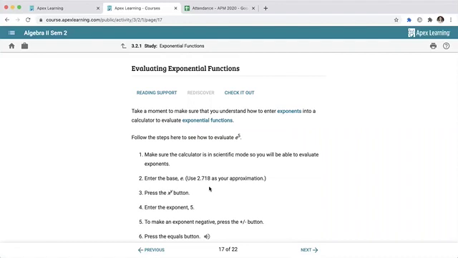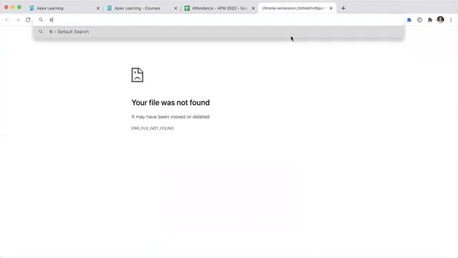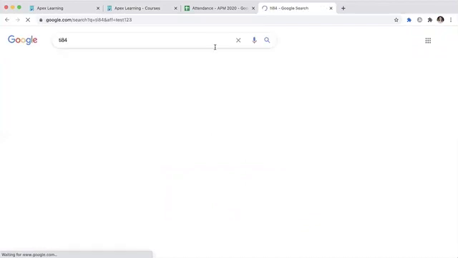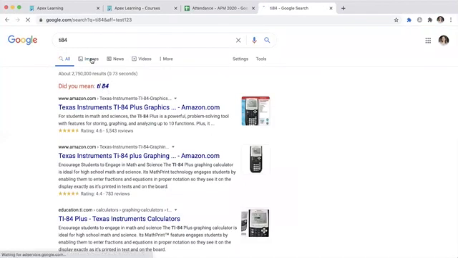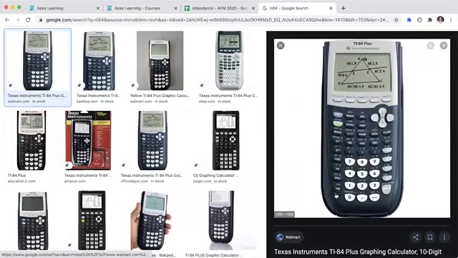Again, take a moment to understand how to actually plug this in. Plugging this in is going to be super important. I don't know why they showed you this button here. This is a super old calculator. Most of us are used to the TI-84 or TI-83. So if we look here, that e to the x button is right there.